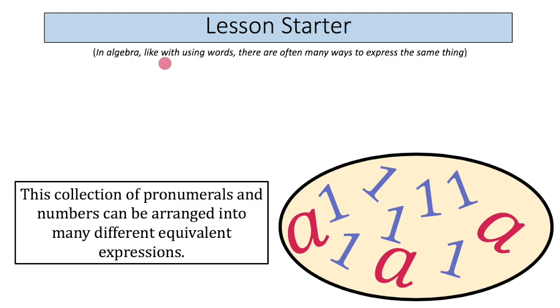So in algebra, like with using words, there are often many ways to express the same thing. Over here, we have a collection of pronumerals, my letters, and numbers that can be arranged into many different equivalent expressions. As you can see here, I have 1, 2, 3 A's and 1, 2, 3, 4, 5, 6, 7 ones. Now, if I wanted to write down an expression which represents my collection here, I could say I have 3 A's and 7 ones. So literally just 7. But hopefully you can see that there are different ways I could actually write this.